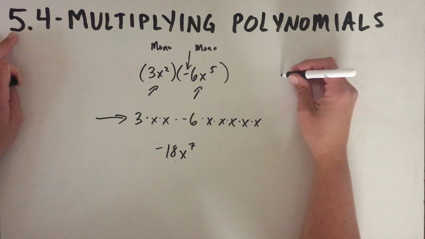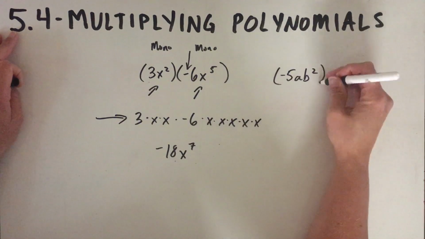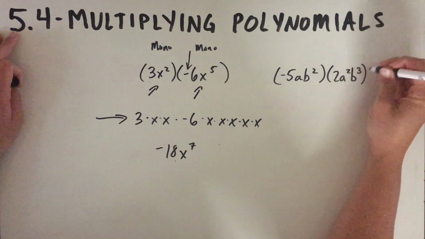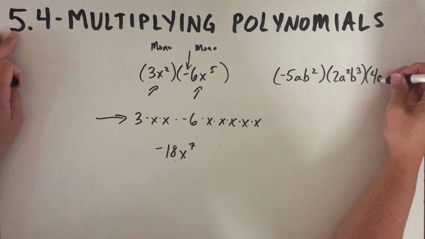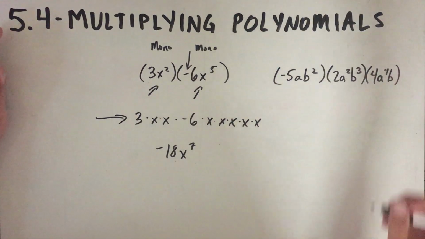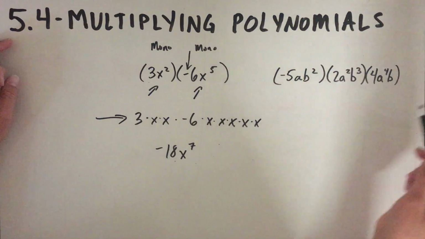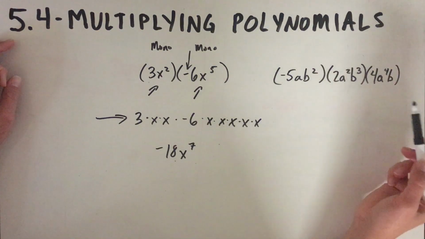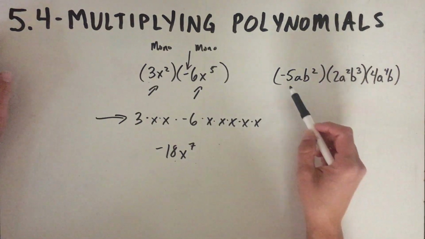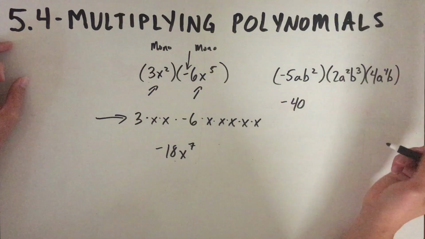Maybe you have a negative 5ab squared times 2a squared b cubed times 4a to the fourth b, something like this. Well, this, again, is just a constant stream of multiplication. There's no addition and subtraction in here, so I'm just going to say, well, when I multiply all this together, what do I get? Well, starting with my constants, 5 times 2 is 10, times 4 is 40. It's going to be a negative 40 because there's only a single negative.